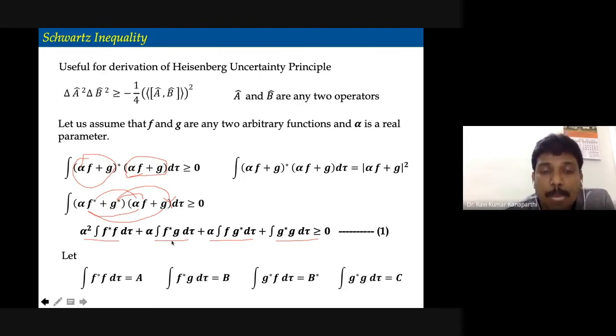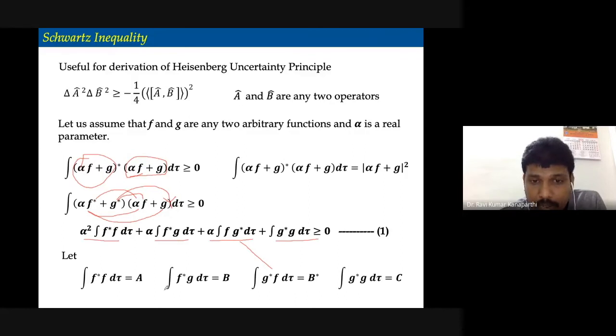Similarly, I have another one, the integral of f star g d tau. This is the second term I have, and I am denoting it with B. And the third integral is the integral of f g star d tau, which is actually nothing but B star. Please remember how these two things are different.